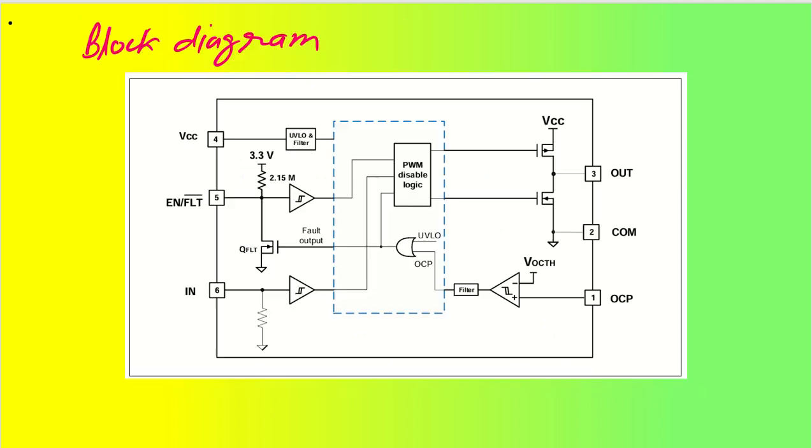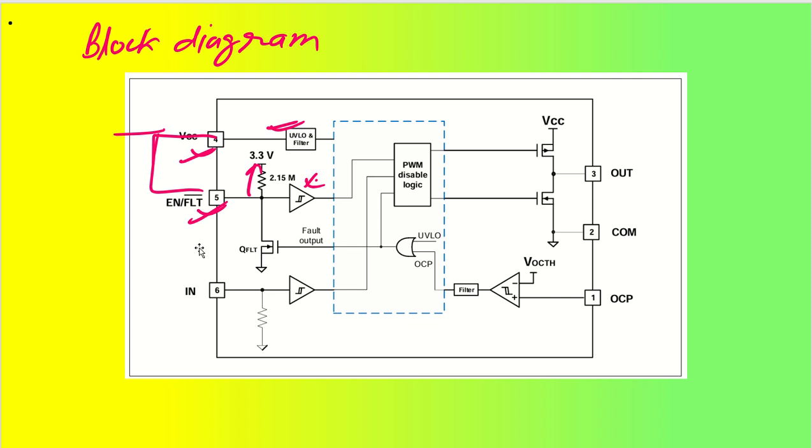If you talk quickly about a block diagram of this particular gate driver IC, as you can see, we have a supply pin which is going to have undervoltage lockout and filters, all those options. We have an enable pin which is going to have a pull-up resistor here, and this is how it is going to have a Schmitt trigger. So this is one Schmitt trigger which is going to enable my PWM disable logic or enable logic, all these things properly once it gets a high signal. So basically we'll be directly connecting it to my VCC, so that is more than enough.